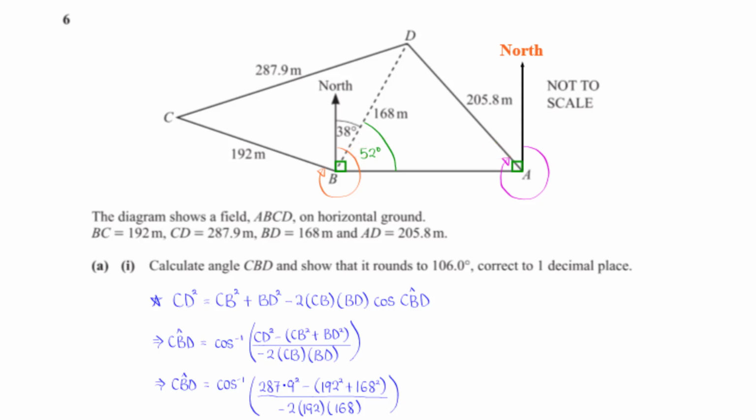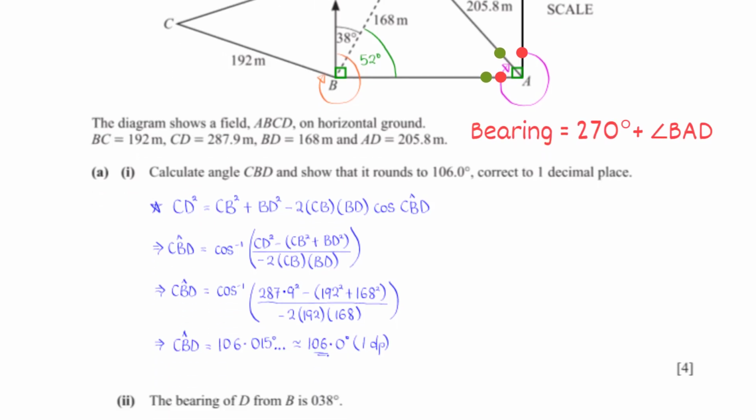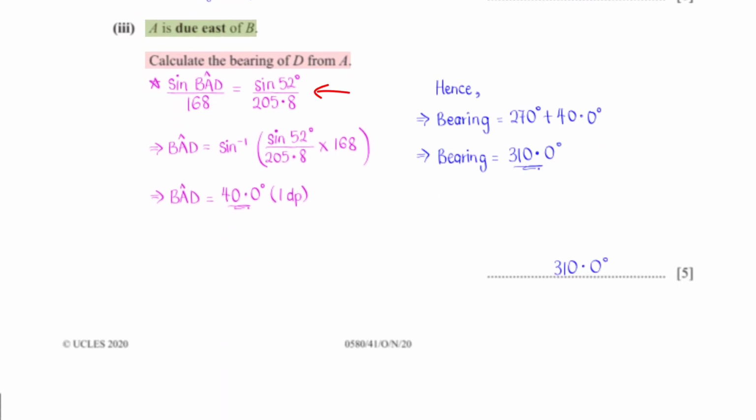When we subtract 38 degrees from 90 degrees, we get angle ABD as 52 degrees. If we subtract 90 degrees from 360 degrees, we get 270 degrees, which is the angle from this point to this point. The angle from this point to this point is angle BAD, and we can find it using the sine rule. This gives us sine BAD divided by 168 is equal to sine 52 degrees divided by 205.8.